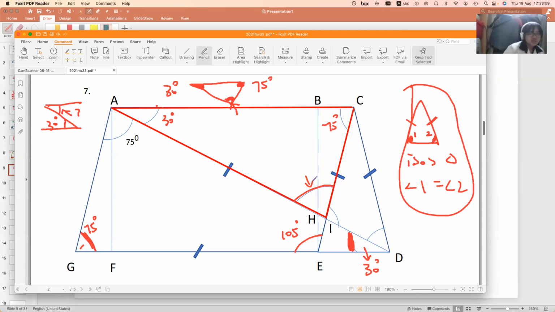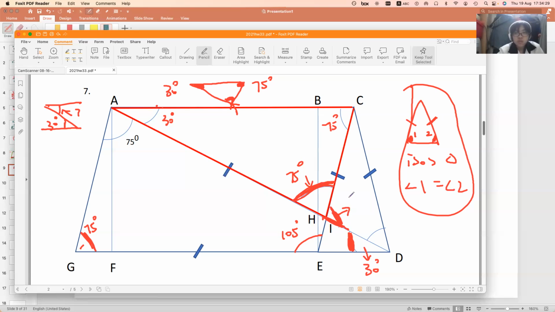180 minus the 75 minus 30. What are you waiting for? 75. Okay, 75. So we find one more. If this is 75, how do you find this one?